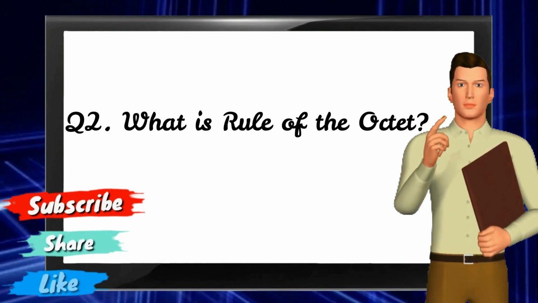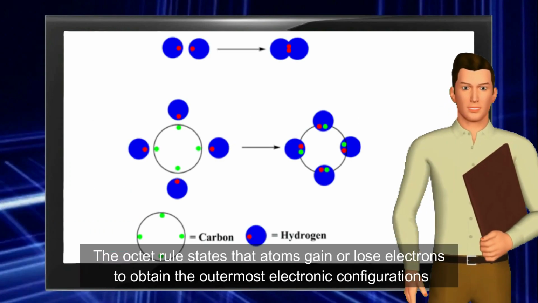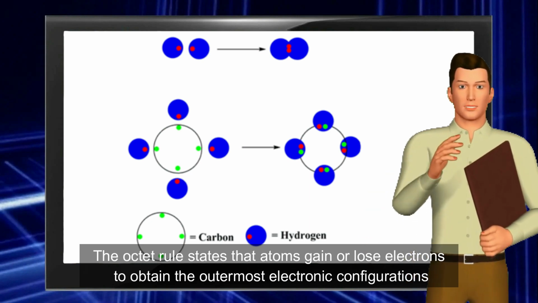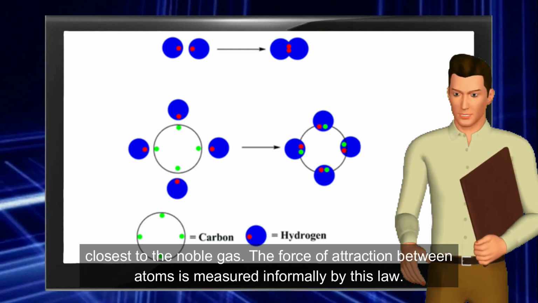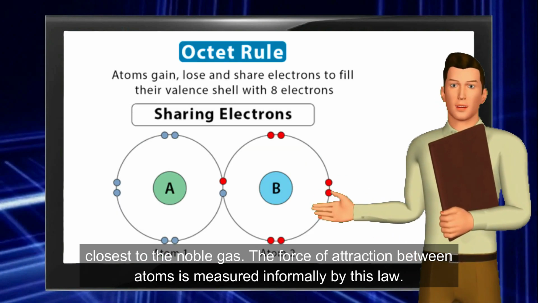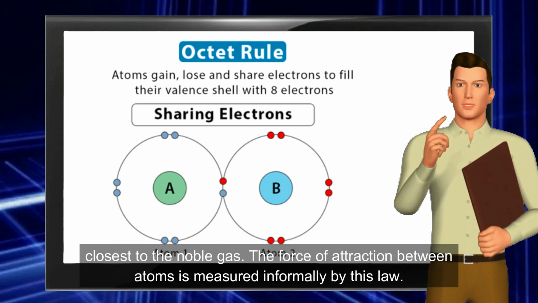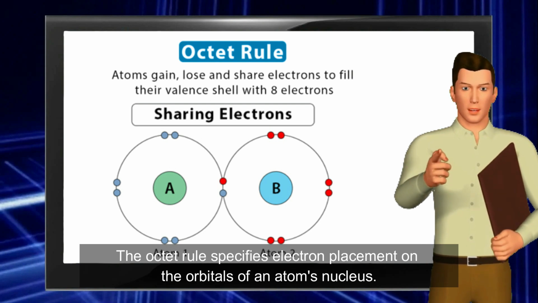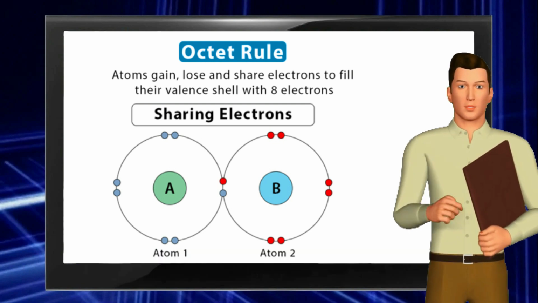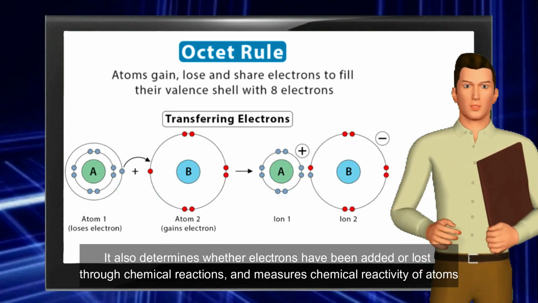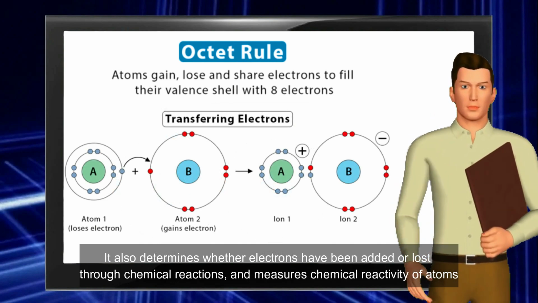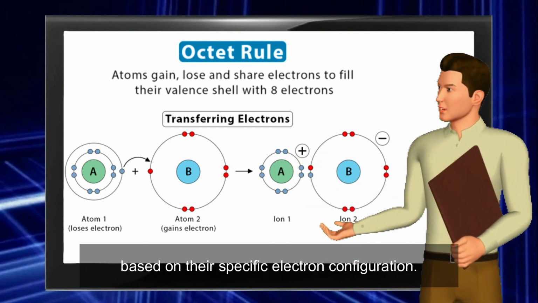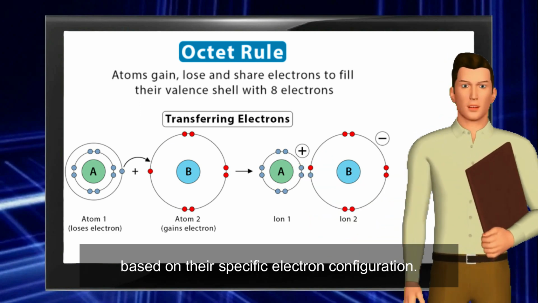What is the rule of the octet? The octet rule states that atoms gain or lose electrons to obtain the outermost electronic configuration closest to the noble gas. The force of attraction between atoms is measured informally by this law. The octet rule specifies electron placement on the orbitals of an atom's nucleus. It also determines whether electrons have been added or lost through chemical reactions, and measures the chemical reactivity of atoms based on their specific electron configuration.